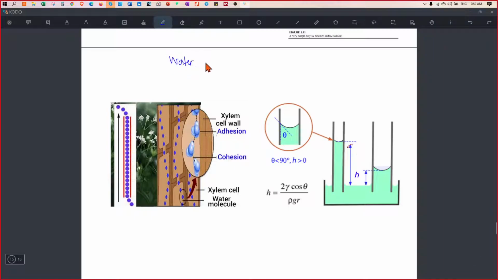Water movement upward. So you know that the reason the water can move upward is because the water sticks to each other like this, between one molecule and another molecule. So this is called cohesion. Sorry, I need to write that properly.